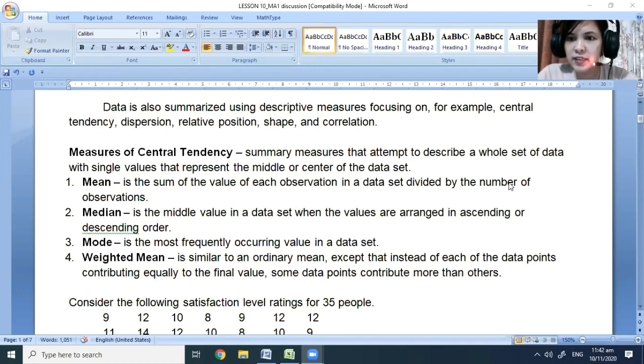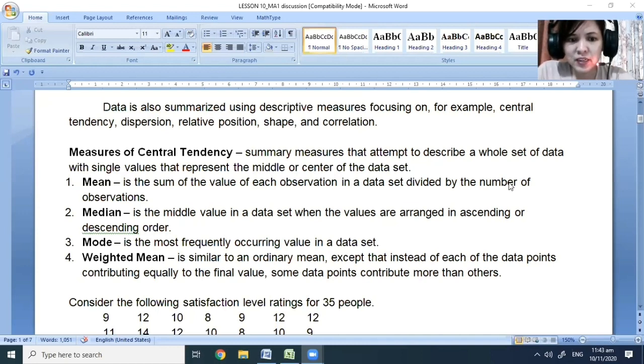Then median, it is the midpoint of a data array. So, isusulat mo yung mga scores mo pahalang, then you will arrange from lowest to highest or highest to lowest. Then kukunin mo yung gitna. It can be one value or two values, but if it appears two values, you need to get the average of those middle values. Mode, that is the most frequent occurring value in a data set. It is the value that appears most often in the data. So, yung madalas maulit.